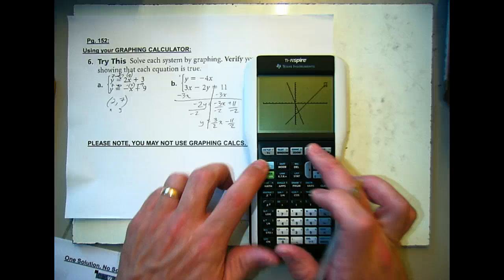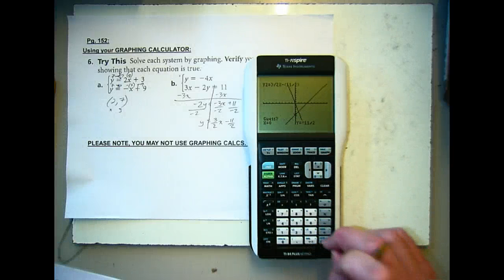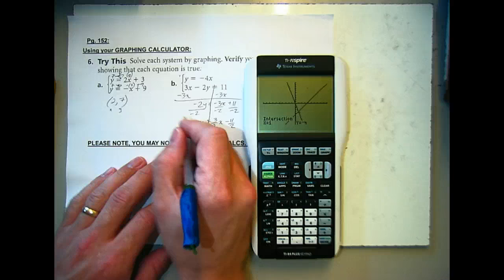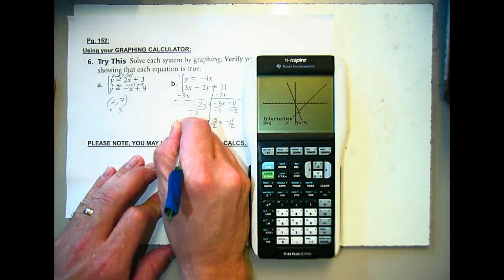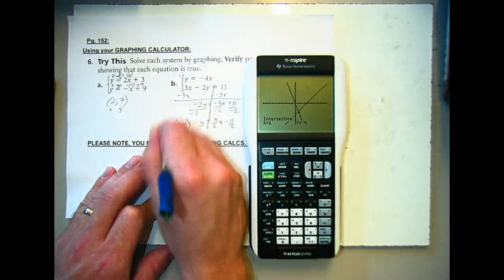Calculate. 5, enter, enter, enter. And the solution is 1, negative 4. So x is 1, y is negative 4.